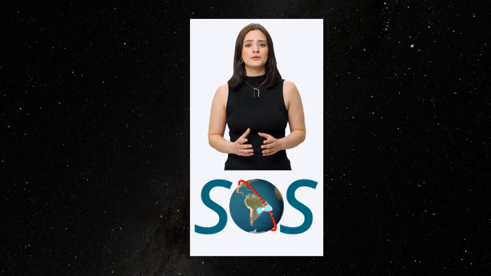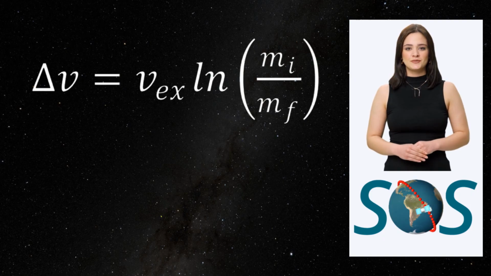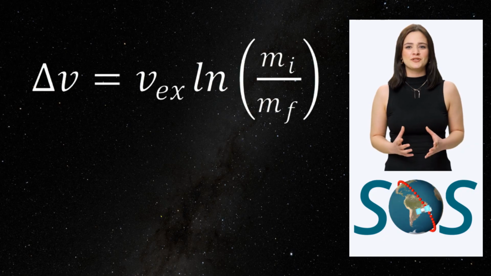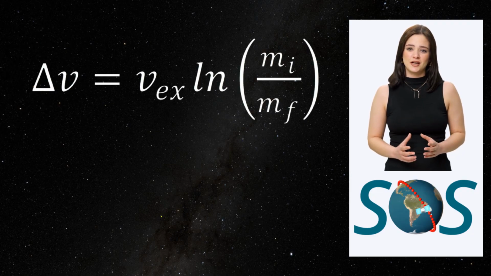The equation that relates the expelled mass and velocity to the spacecraft's resulting change in velocity, or delta V, is called the rocket equation and is shown on my right. It can be derived using the concept of conservation of momentum and was independently derived by several people. However, it is generally credited to Konstantin Tsiolkovsky, who published it in 1903.